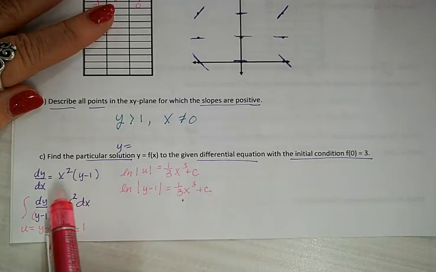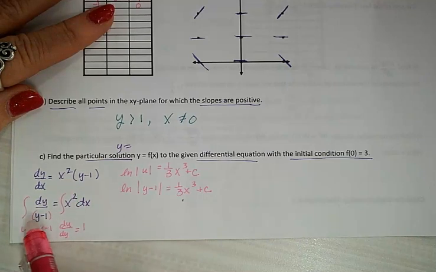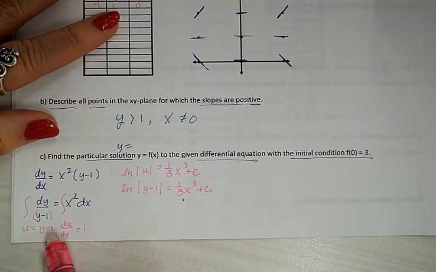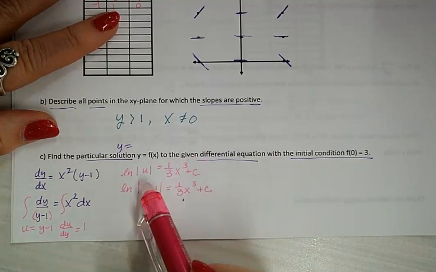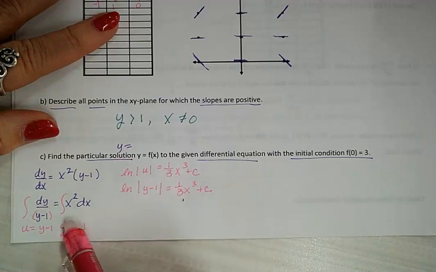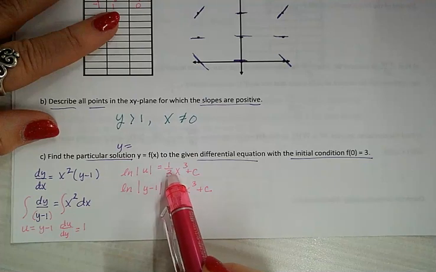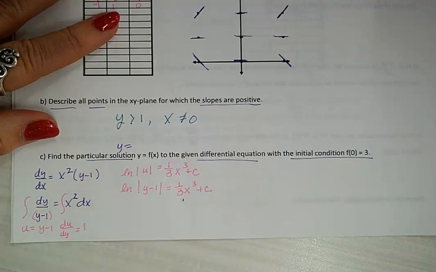So checking in so far, I separated my variables and integrated both sides at the same time. If I do my u sub, then this is my u down here, and du/dy is going to equal 1. So I get natural log of u, and on the other side, I add 1 to the 2 to make it 3. I divide down, and it becomes 1/3 x cubed plus c.